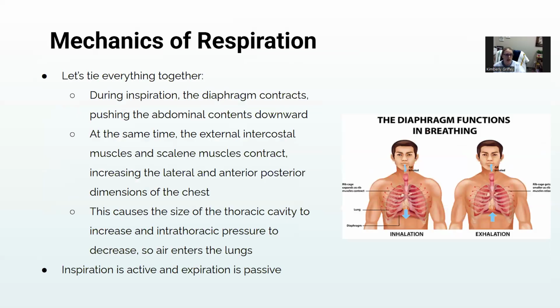Now we're going to kind of put it all together. So during inspiration, the diaphragm is going to contract, pushing the abdominal contents downward. So when you take a big deep breath in, it's going to push everything down. And at the same time, those intercostal muscles are going to contract, increasing the lateral and anterior posterior dimensions of the chest. And this causes the size of the thoracic cavity to increase and the intrathoracic pressure to decrease. So air is able to enter the lungs. Inspiration is active, so you have to actively inspirate, and then expiration is passive.